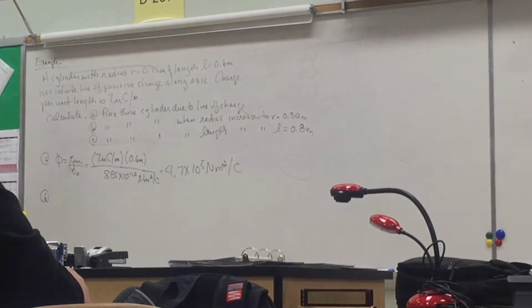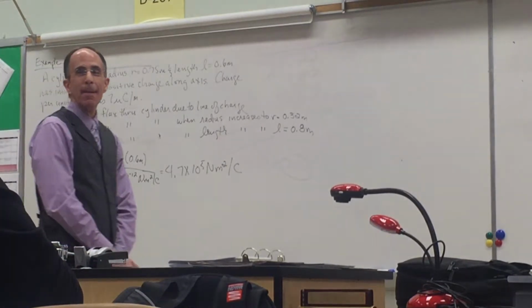Whoa. Yeah, 4.9. Wait, no. Microcoulombs, that's 7 times 10 to the negative 6. Sorry, what? Three people got that, and I did. All right, B.